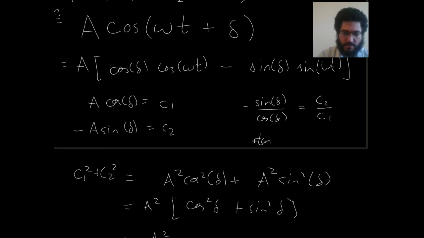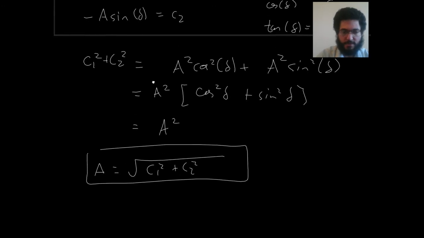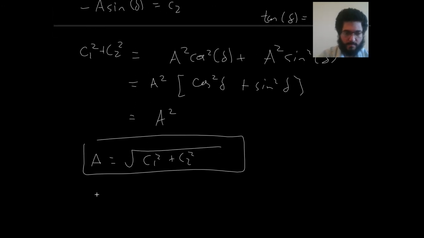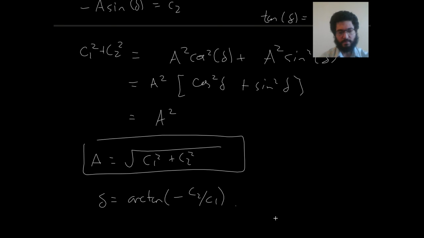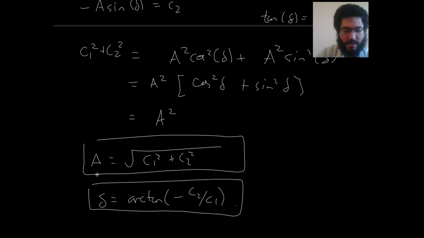Or in other words, tan delta, move the minus sign to the other side, is minus C2 over C1. So that gives you a way of computing that phase shift delta. So delta must be the arctangent of minus C2 over C1. And that pretty much works. Well, let's observe whether or not it works. Let's try it out.